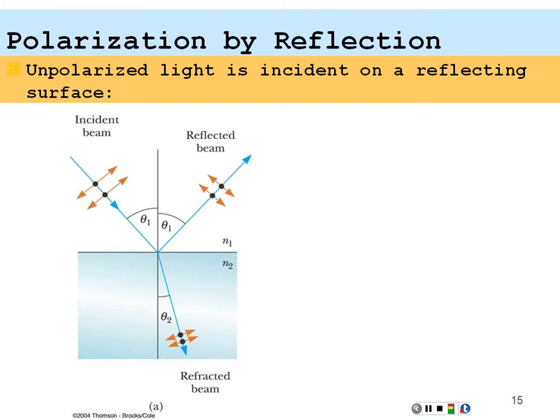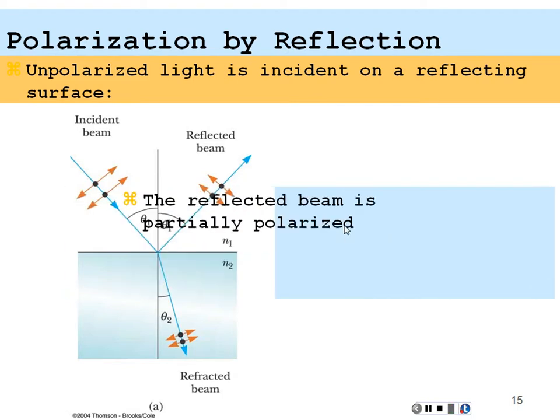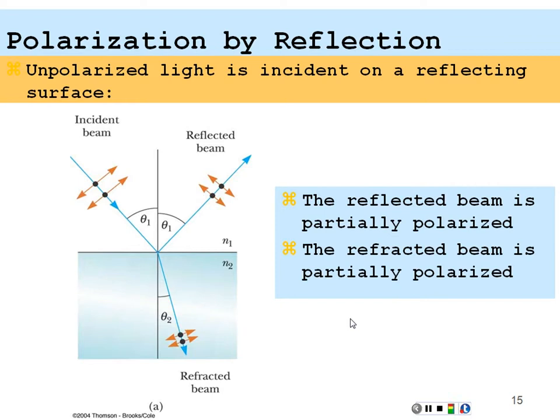Unpolarized light is incident on a reflecting surface. It's preferentially reflected in the horizontal direction because the absorption and re-emission in that direction is a little bit easier than in the vertical direction with a surface like that. So your reflected beam is going to be preferentially polarized in the horizontal direction and may have some vertical reflection as well. The refracted beam will also be partially polarized as a result.